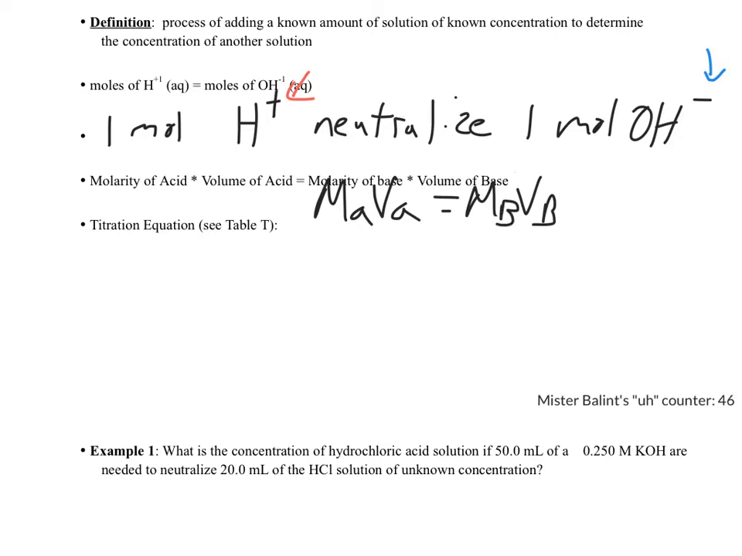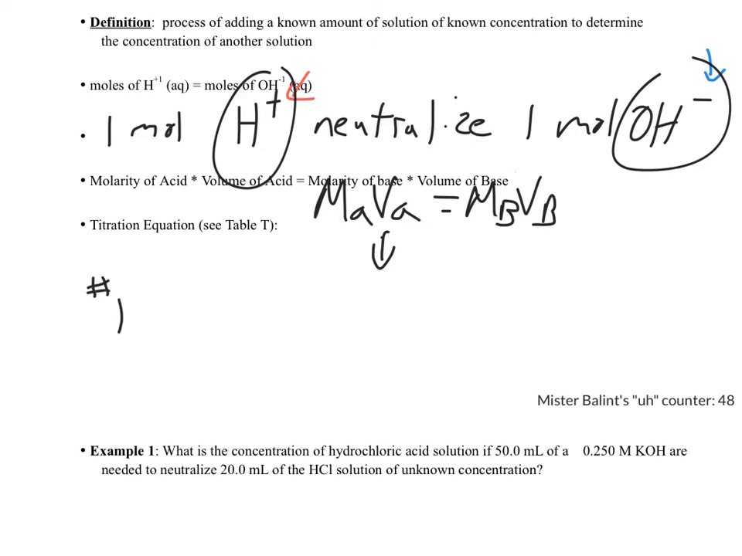So that is on the back of your reference tables. What is that? Table T. There is something that we do kind of have to take into consideration, though. We should also take into consideration the number of H plus ions that we have and the number of OH minus ions that we have. So the actual formula winds up kind of like this.